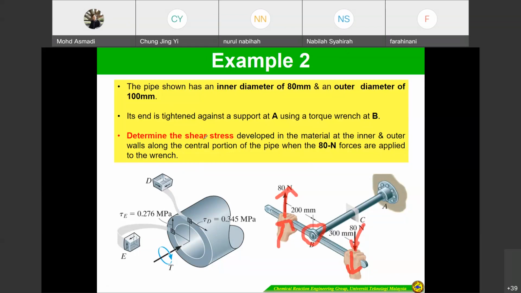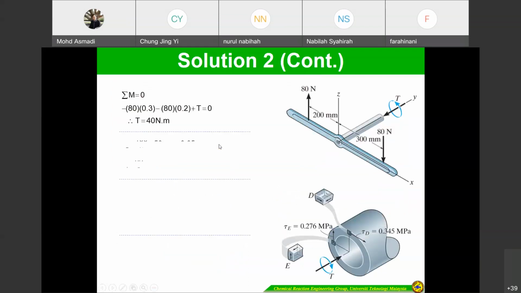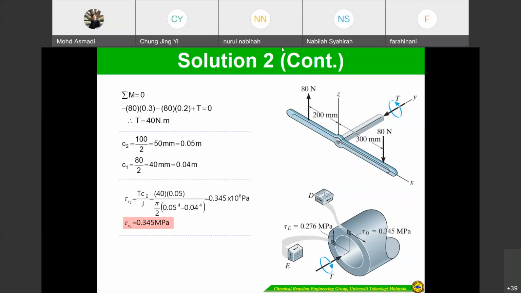So we have to determine the shear stress developed in the materials, inner and outer. It's given already: 80 Newton meter, and the diameter is given already. By using the torsion formula, we just determine the T, because we don't know the T. It's given this one, from this side to this side, the moment couple.